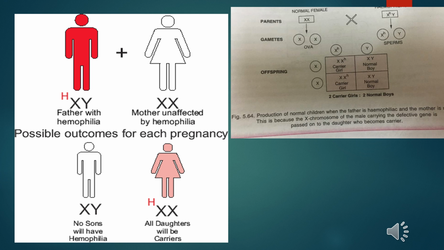production of normal children when the father is hemophilic and the mother is normal. This is because the X chromosome of the male carrying the defective gene is passed on to the daughter, who becomes a carrier. Now in this case, the two girls are carriers, but they are not hemophilic, and the boys are normal. So what you have to do, you have to take pen and paper, make Punnett squares and draw the conclusions.